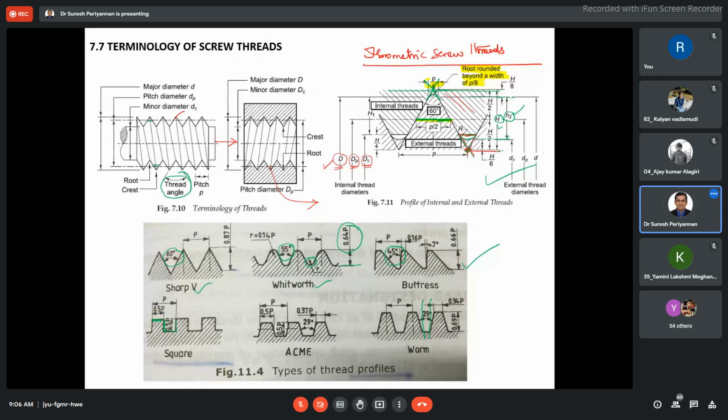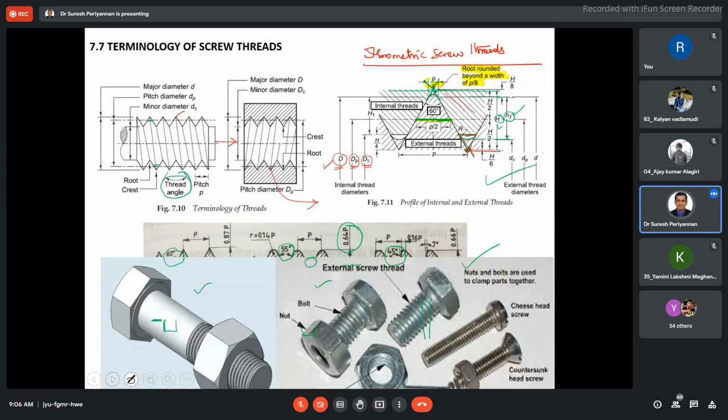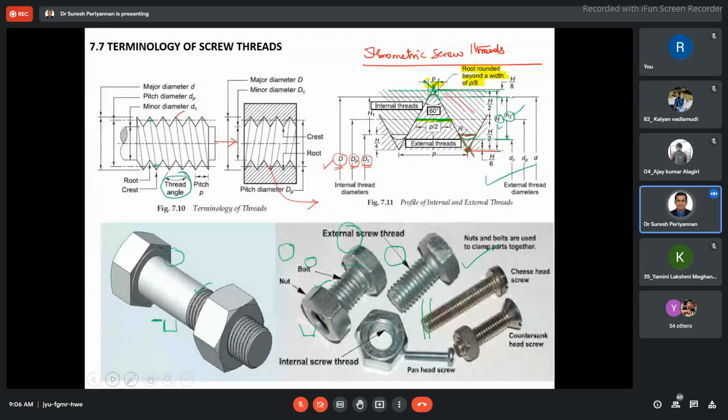Finally, ACME threads. An ACME thread looks like this, a trapezoidal section. Okay, ACME threads. So these are very important types of threads. Please keep in mind, you may expect this type of questions in objectives, even competitive exams.